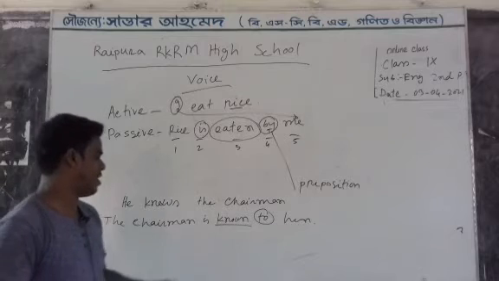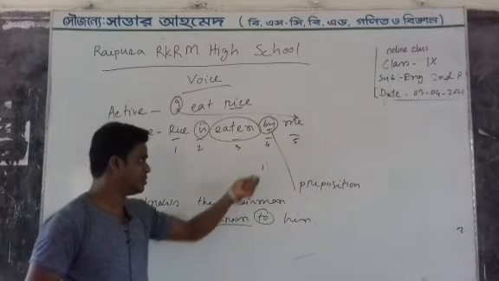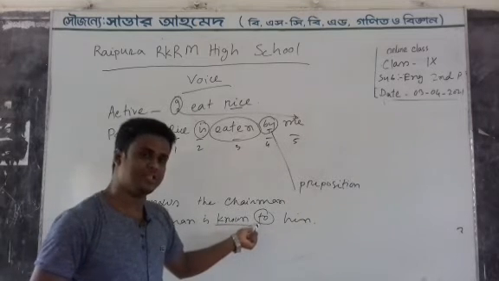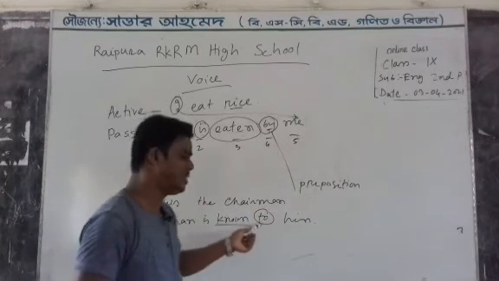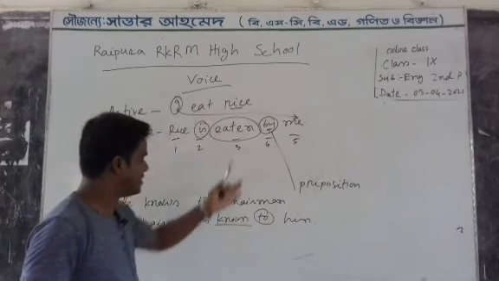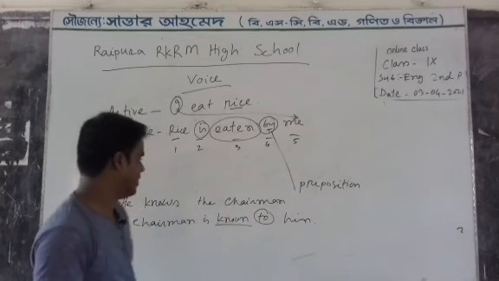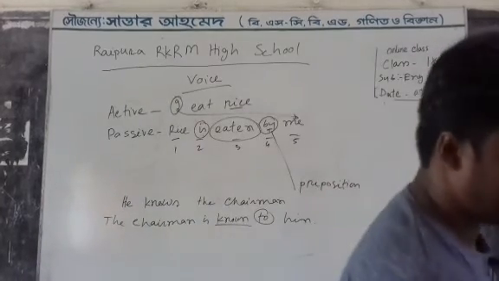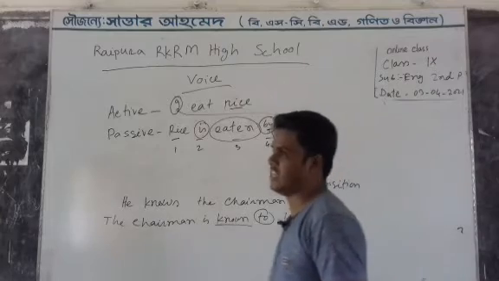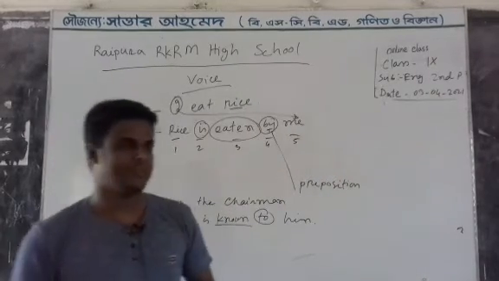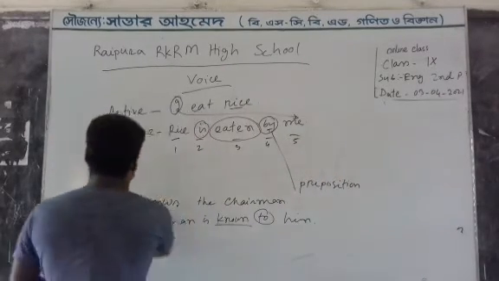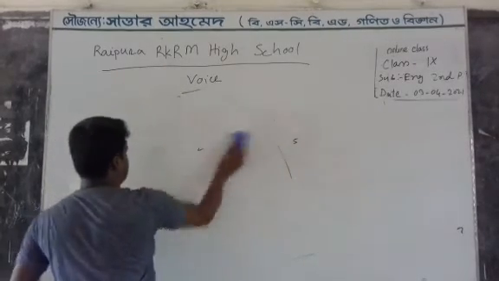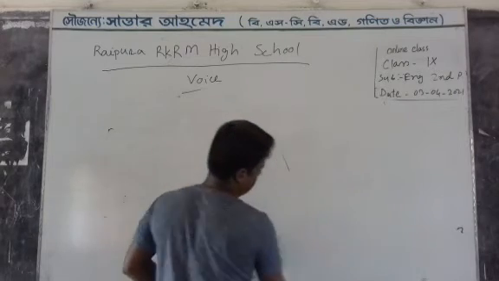So with the verb know, we don't use by. With the word know, we have to use the preposition to. If there is a preposition, it has to be to. So this is the exception, or this is the rule. I hope you will understand the basic rules of changing voices. These are the main rules, and if you can follow these rules, you will be able to complete the voice changes.